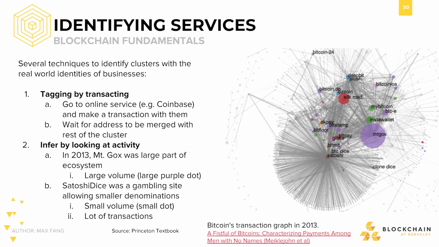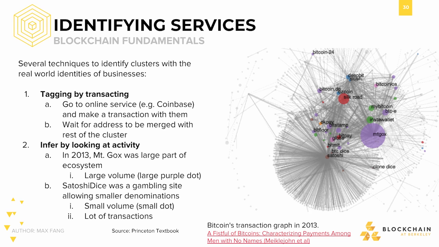On the other hand, there's a much more passive approach. We could just look at the graph and infer by looking at transaction activity. In 2013, Mt. Gox was a large part of the entire Bitcoin ecosystem and composed much of the entire transaction volume. The graph to the right shows the Bitcoin transaction graph from 2013, and the purple dot towards the right of the graph is Mt.